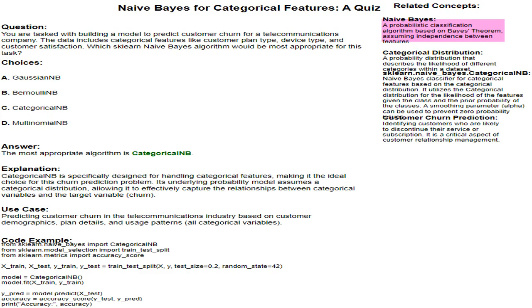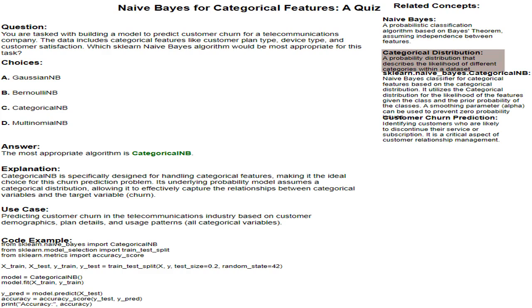Naive Bayes, a probabilistic classification algorithm based on Bayes' theorem, assuming independence between features. For instance, if we want to predict whether an email is spam or not, naive Bayes could be used. It would analyze words in the email and their frequencies to determine the likelihood of the email being spam. It assumes that the occurrence of each word is independent of others, though in reality, there might be some dependence.